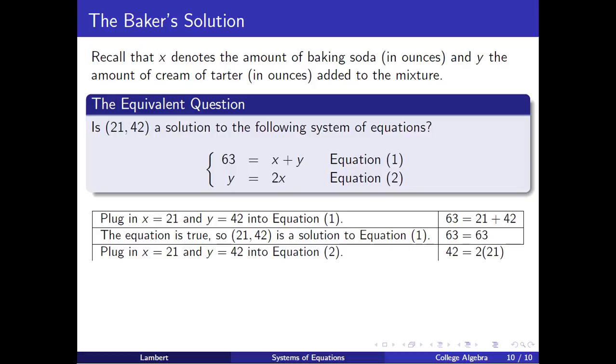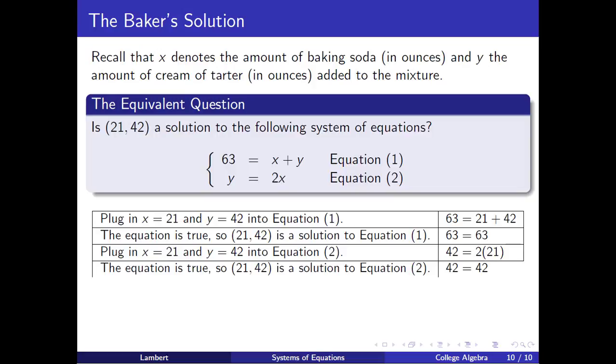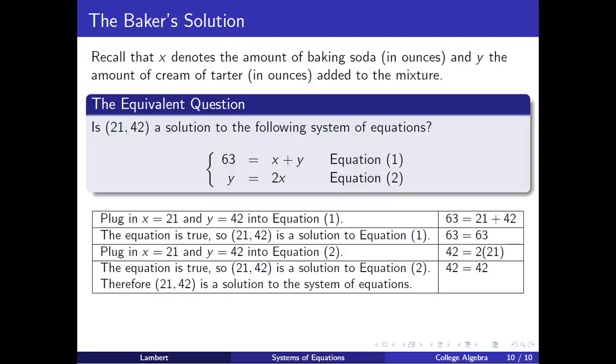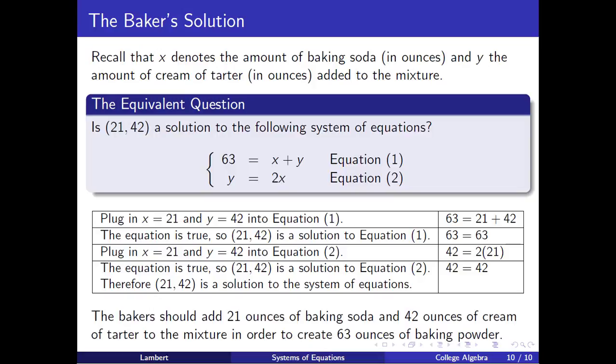Now we just need to check, is it a solution to equation 2? Well, notice if we plug in for the x and y accordingly, you get 42 equals 2 times 21. And notice that gives us 42 equals 42. And so it satisfies equation 2. Therefore, (21, 42) is a solution to that system of equations. What does this mean at the end? Well, it means our baker's dilemma is solved. And in fact, the bakers should add 21 ounces of baking soda and 42 ounces of cream of tartar to the mixture to create that 63 ounces of baking powder. Just showing you how systems of equations can come into play. And what we'll look for is better methods of solving these systems in time.